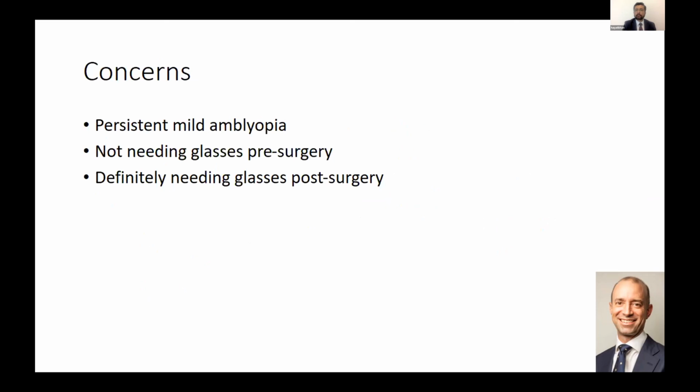So the big question here was, if we did something, even though you could only imagine you'd see better with those cataracts out of the way, the vision was actually still relatively normal. Would there be a persistent mild amblyopia? He wasn't needing glasses pre-surgery, and he was definitely going to be needing glasses post-surgery, and we were inducing loss of accommodation again.